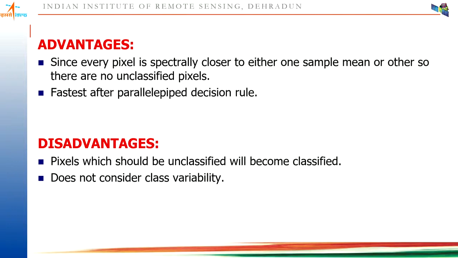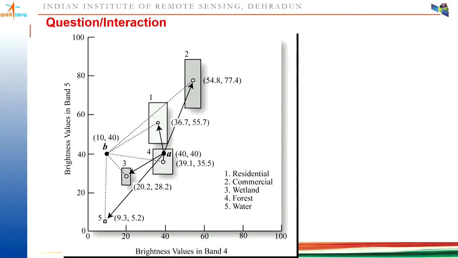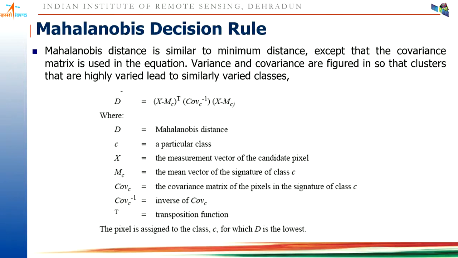But the advantage that it is having, that all the pixels will be classified, sometimes becomes a disadvantage also. Since some distance would always be minimum, the pixels which should not be classified also become classified. And as you have seen, only the mean is calculated and only the mean is used. Nowhere we are using standard deviation or variance. That is why it is not using the variability of the class. Only the mean value is used. So this becomes its disadvantage. The same thing I have already explained to you.